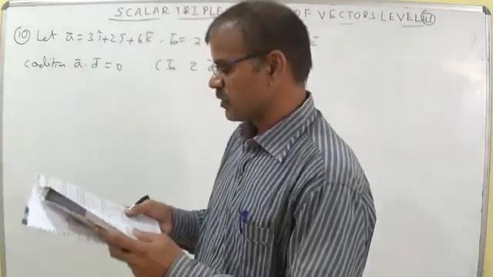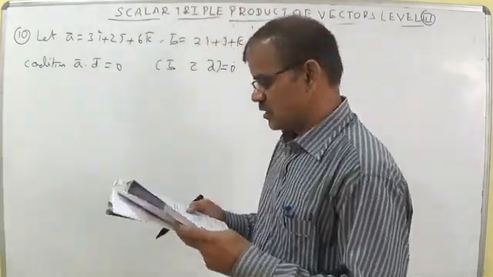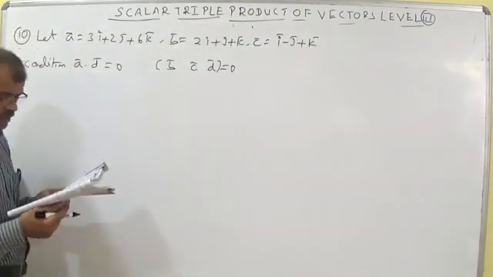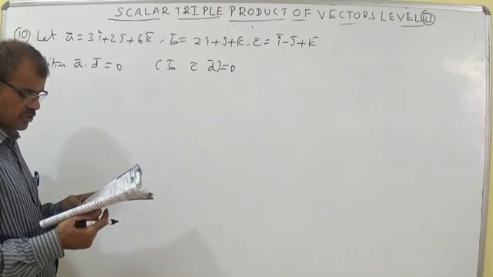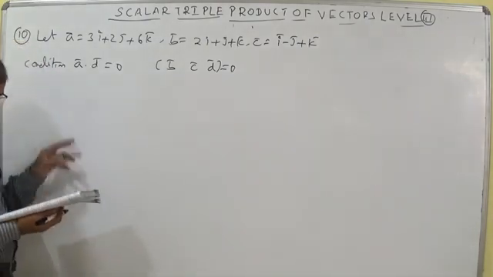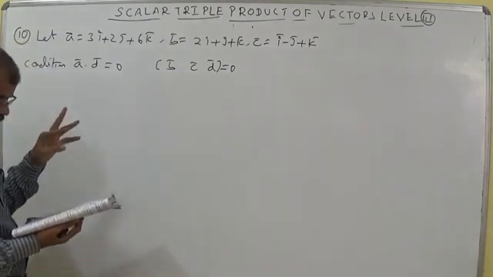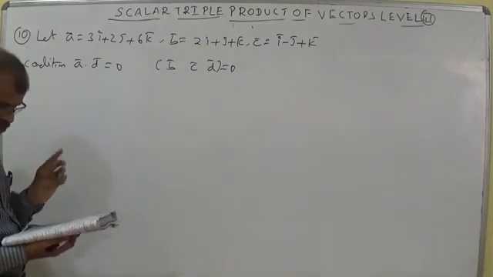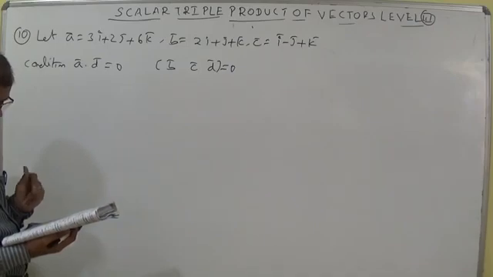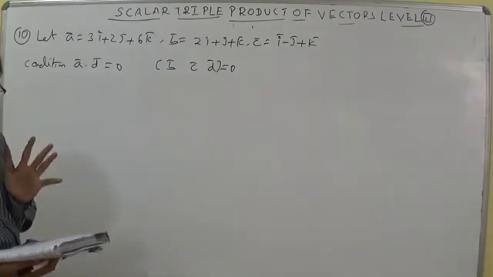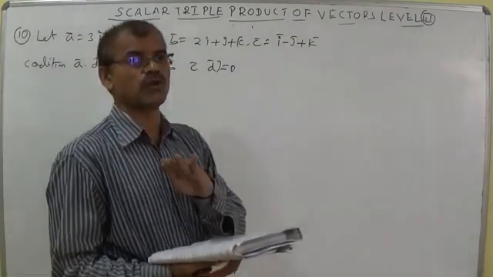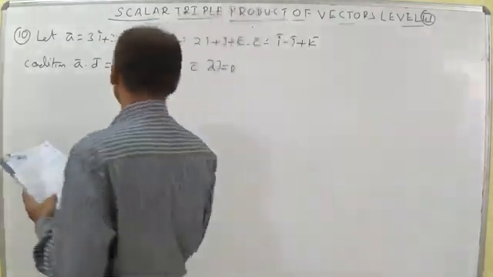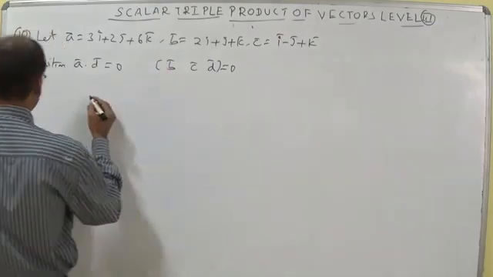First option, D is 2i minus 6j plus k: 3 times 2 is 6, minus 12, plus 6, gives 0. Second option, 3 times 2 is 6, minus 6, 0. Third option, 6 minus 6, 0. Fourth option, 12 plus 6 minus 18, 0. So using the orthogonality condition, we cannot say properly which option. So we should use the condition of coplanarity only.